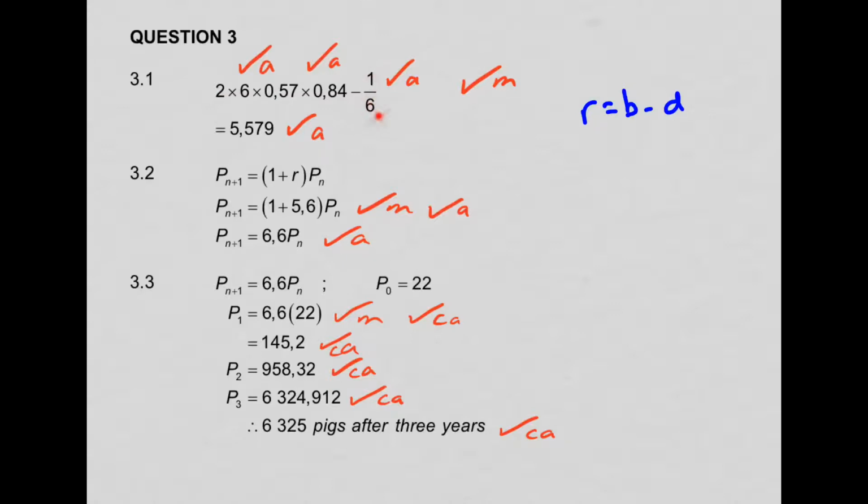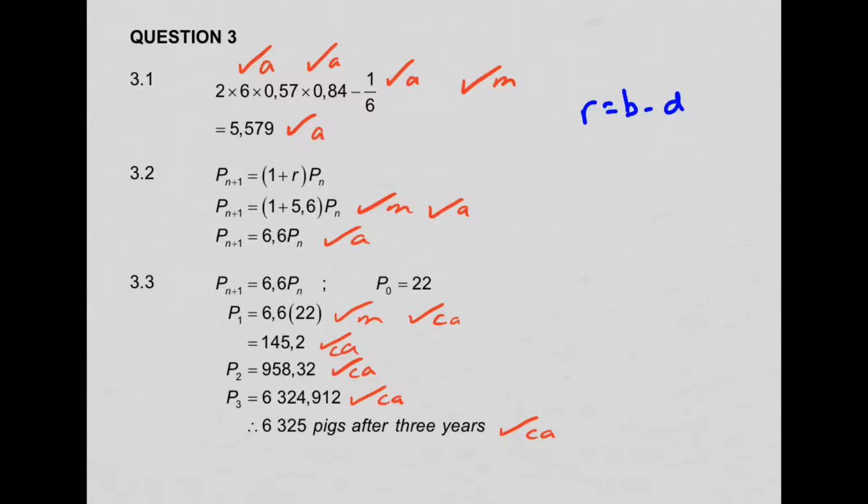And then the death rate is 1 over 6. Just remember why 1 over 6. Anything that lives longer than 1 year, we express the death rate as 1 over however many years they live. So because the pigs live on average for 6 years, their death rate's 1 over 6. So our birth rate minus the death rate gives us the annual growth rate of 5.579.